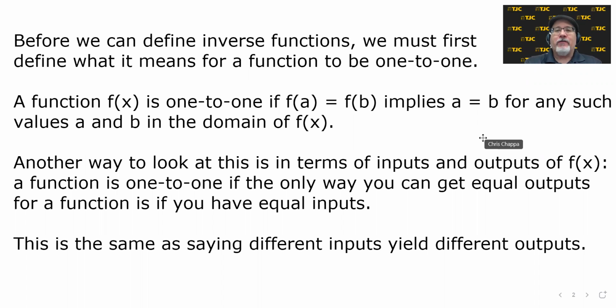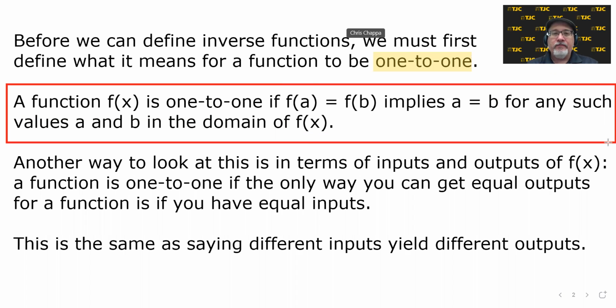Before we can define inverse functions, we must first define what it means for a function to be one-to-one. So we're going to define a new characteristic of a function. That characteristic is called one-to-one. And here comes the definition. A function f of x is one-to-one if, and really it should say if and only if, that's the definition.